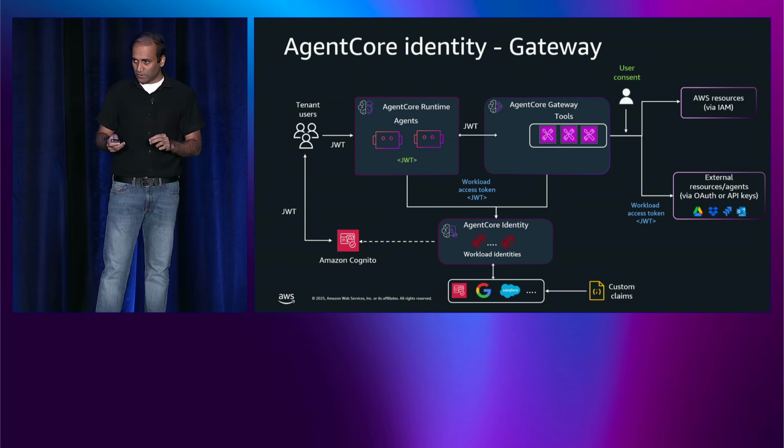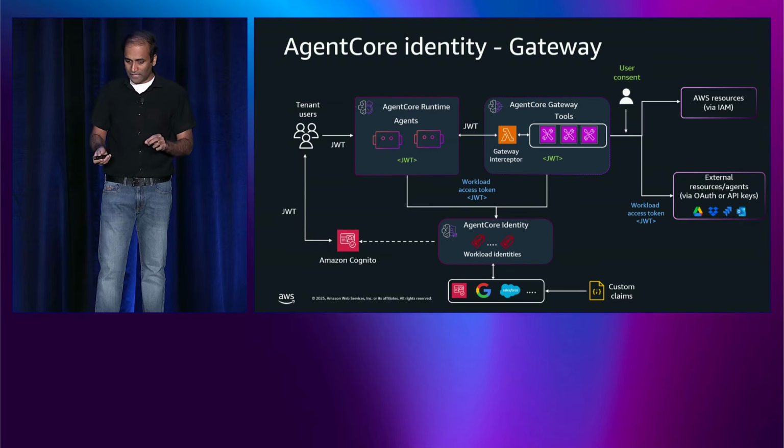Additionally, AgentCore gateway has a new feature called Gateway Interceptor, which can intercept the request coming into that particular AgentCore gateway and get hold of all the headers in it. You could also get hold of the JWT token, and from that JWT token, you could make that available for your tools, or you could also get the tenant context from it and then leverage those things here.